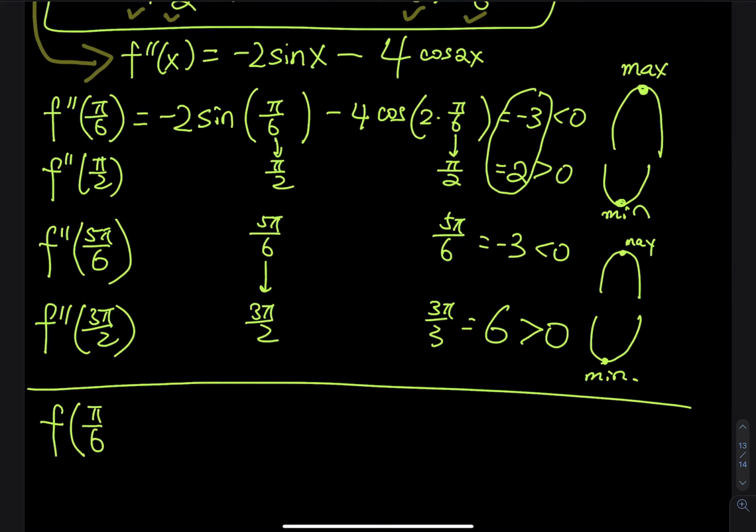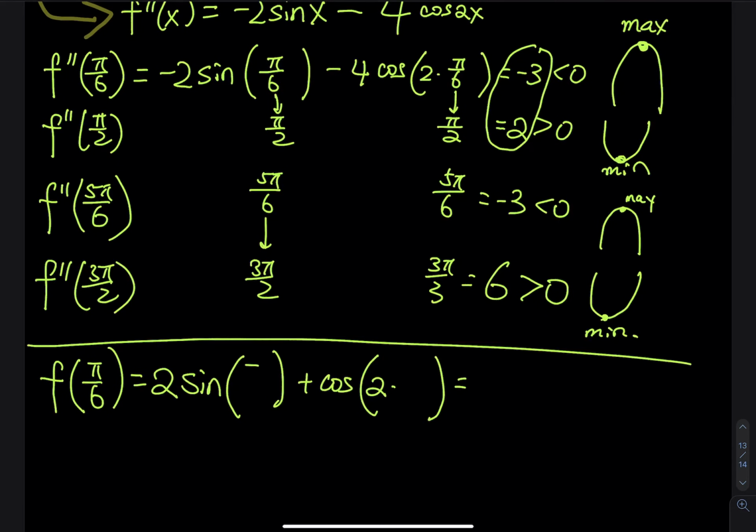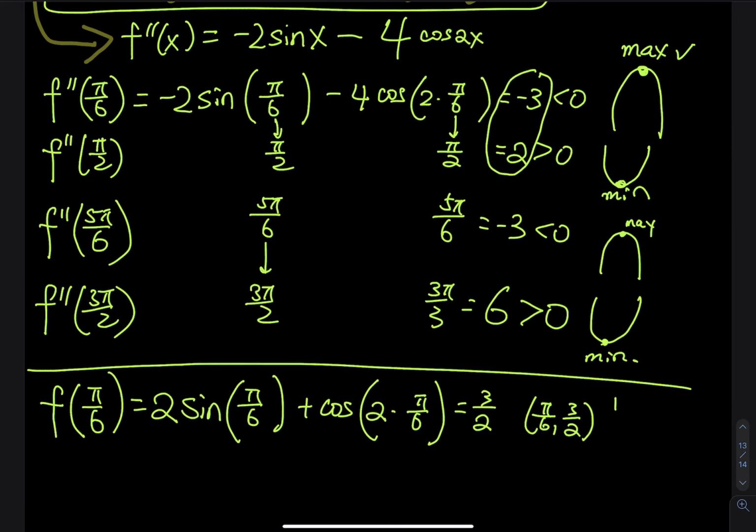So what is f of x? I can read the function to you: f of x is 2 times sine of x, plus cosine of 2 times x. So you plug in pi over 6. This is a pi over 6, this is a pi over 6, so that gives you 3/2. So that means pi over 6, 3/2. You just got the answer right here. So that is a local max.